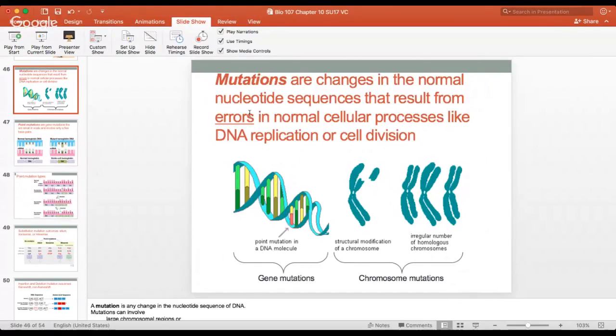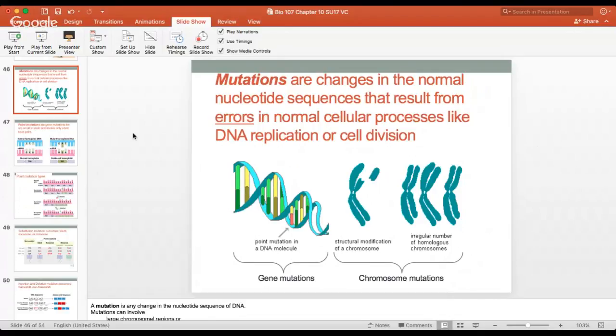But if we mess something up, if there's some error in replication or cell division, where right here we have this base changed from what it's supposed to be to something else, or here we lost part of a chromosome, or here we got an extra chromosome, right? And mutations happen all the time. Mutations can happen when you're exposed to X-rays. Mutations can happen when you're exposed to carcinogens like tobacco smoke. They can happen when you're exposed to UV radiation. Right? Mutations can happen in your DNA, and a lot of the time they don't have any effects, but sometimes they do.